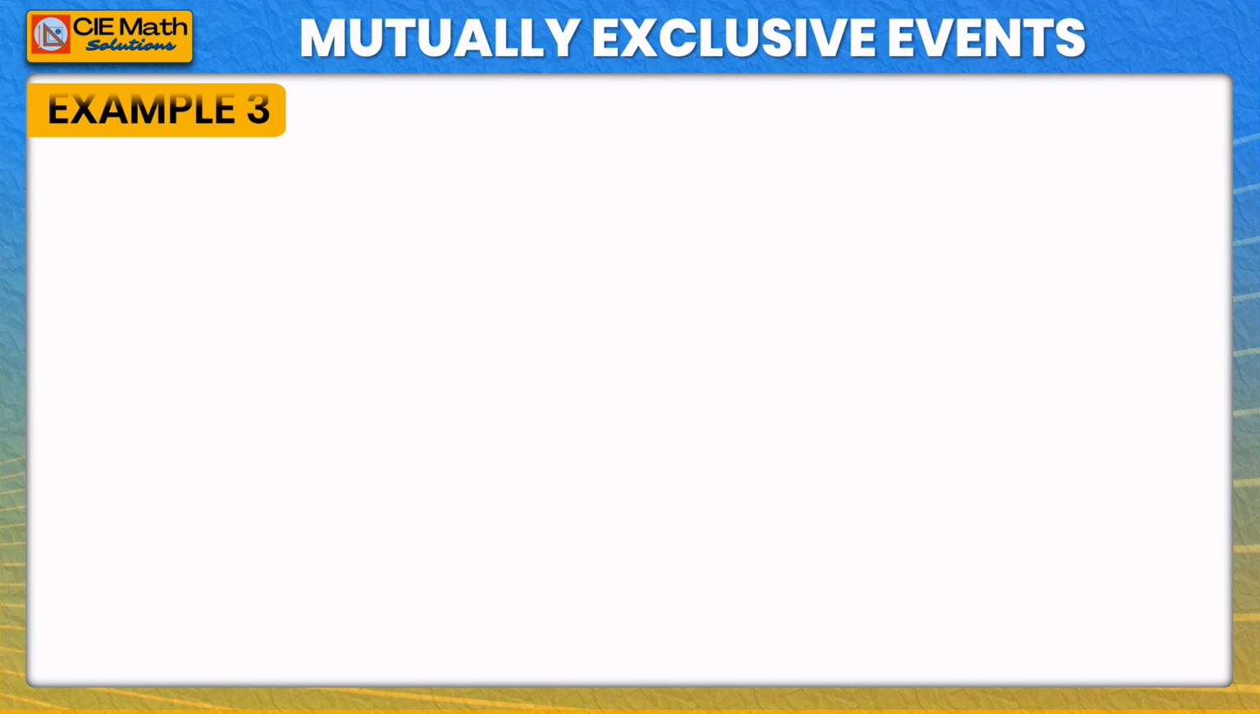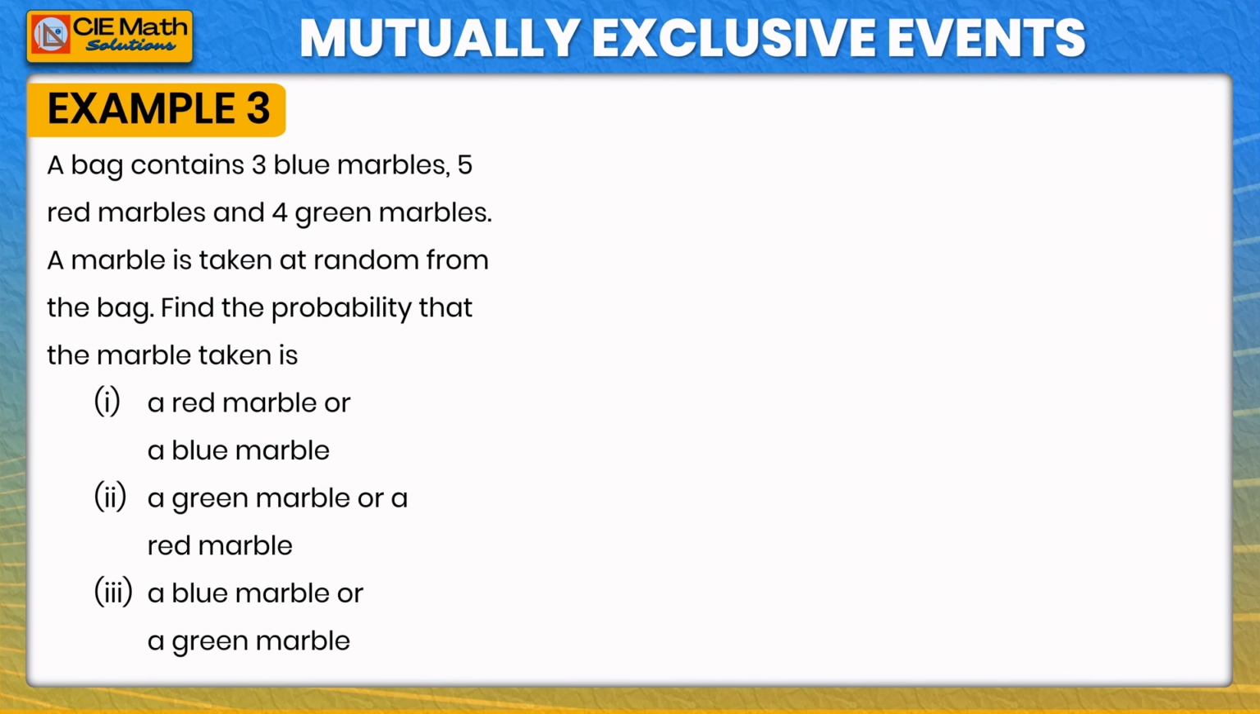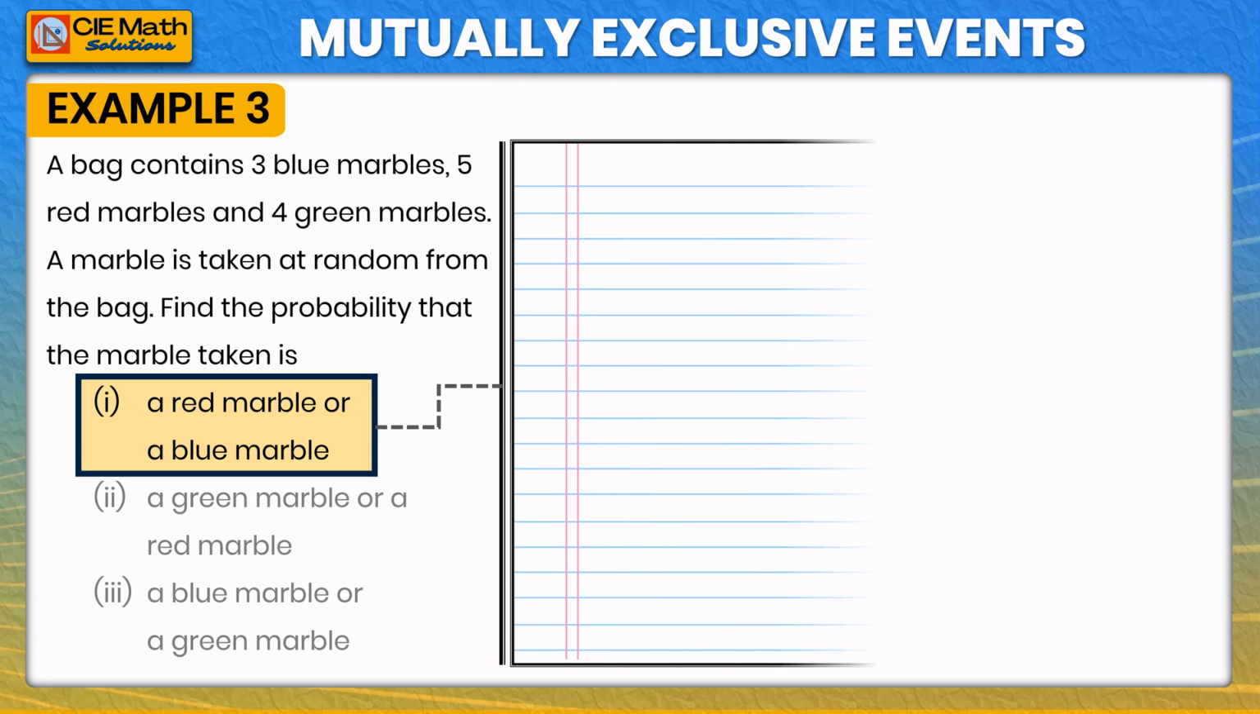Let's proceed to example 3. In example 3, a bag contains 3 blue marbles, 5 red marbles, and 4 green marbles. A marble is taken at random from the bag. Find the probability that the marble taken is a red marble or a blue marble. So for I, a red marble or a blue marble.